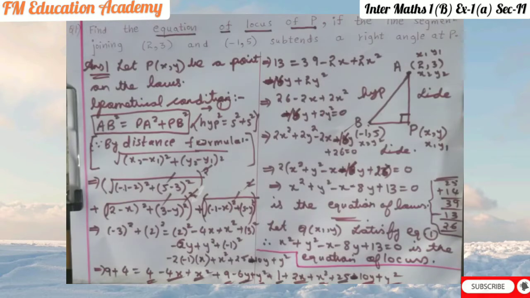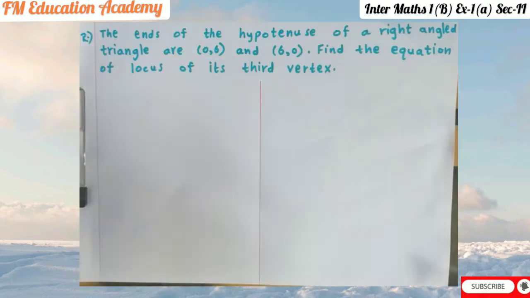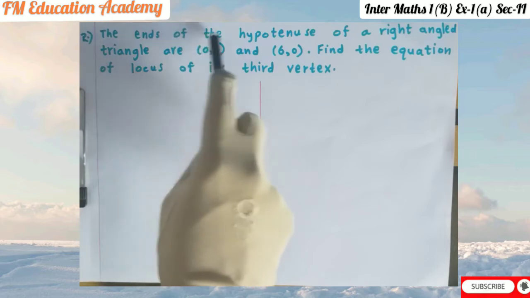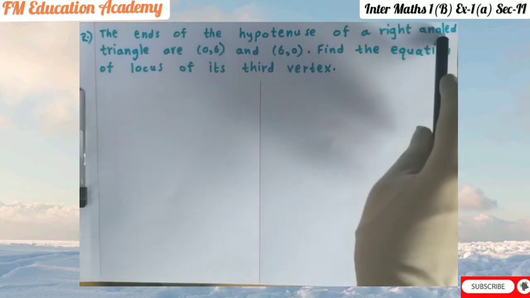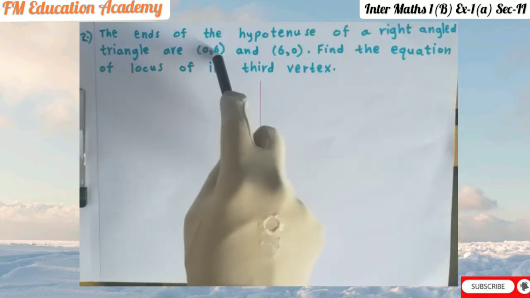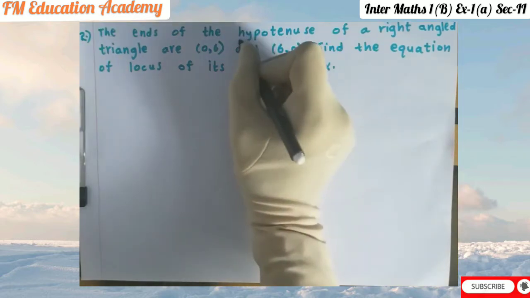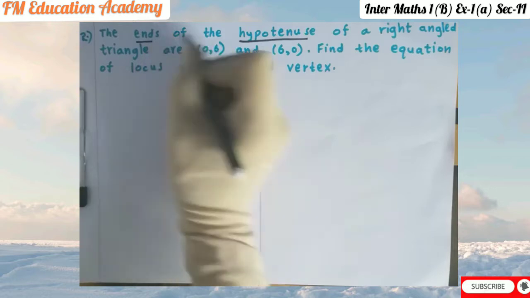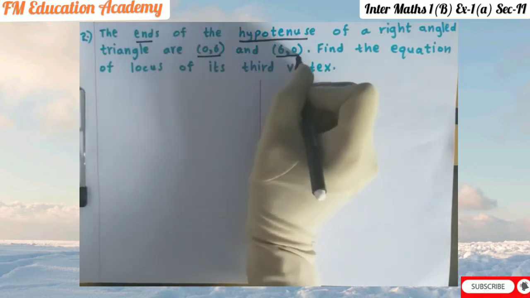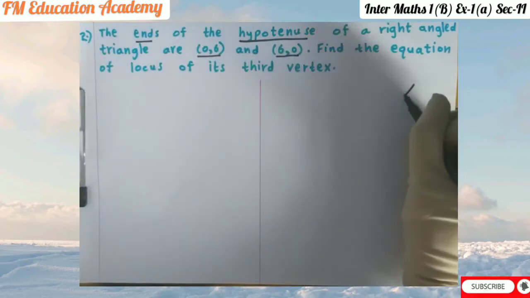So this completes our sum 1. Second question. The ends of the hypotenuse of a right angled triangle are (0, 6) and (6, 0). So here it is telling that there is a hypotenuse and the ends of the hypotenuse are (0, 6) and (6, 0). So let us suppose this is our hypotenuse.